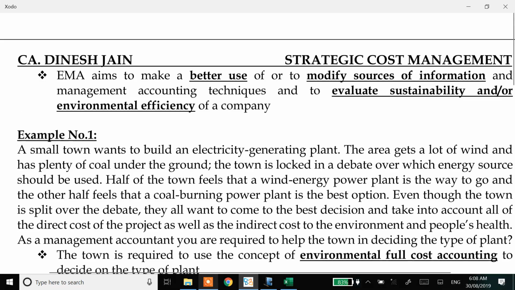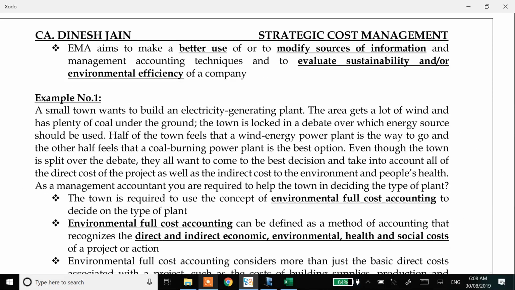One of the examples which we have is, a small town wants to build an electricity generating plant. The area gets a lot of wind and has plenty of coal under the ground. The town is locked in a debate over which energy source should be used. Half of the town feels that a wind energy power plant is the way to go, and the other half feels that a coal burning power plant is the best option. Even though the town is split over the debate, they all want to come to the best decision and take into account all of the direct cost as well as the indirect cost to the environment and people's health. As a management accountant, you are required to help the town in deciding the type of the plant.